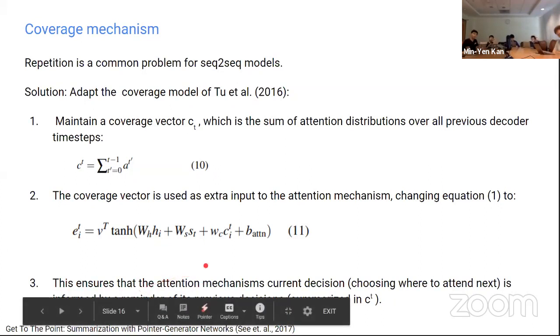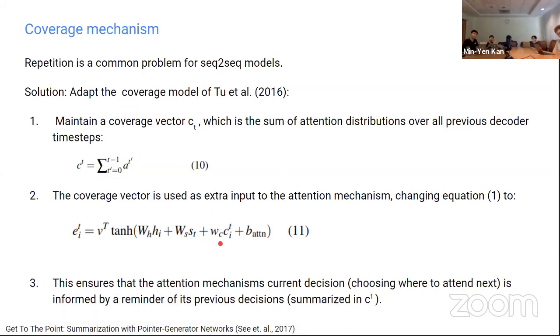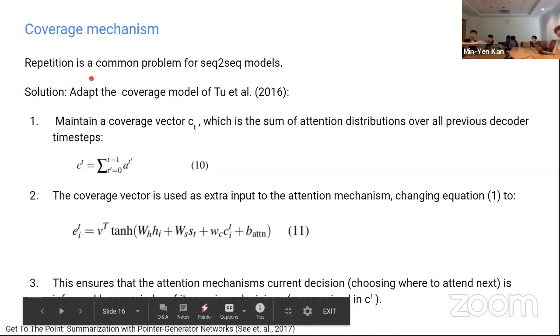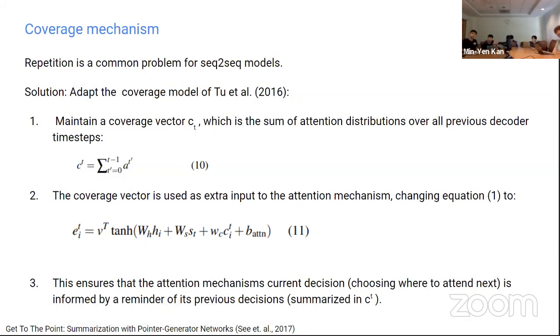So this term here is what was introduced for the new case. And what it does is it ensures that your attention mechanism is now aware of the previous attention mechanisms. And in that way, it tries to avoid creating the words that were already repeated before. So yeah, this is another mechanism they introduce in the paper, and it helps to reduce the repetitions in the summary.